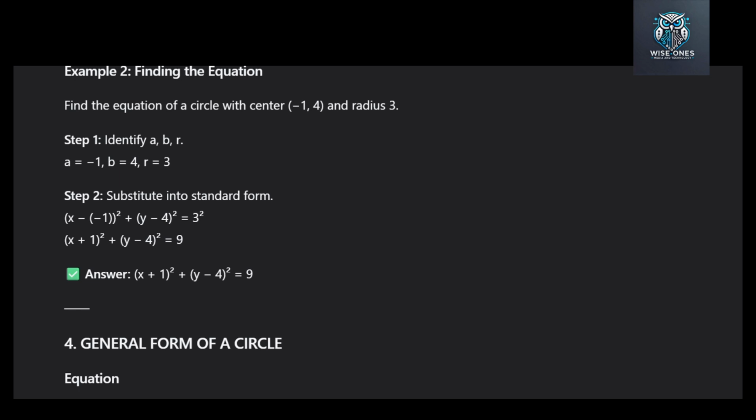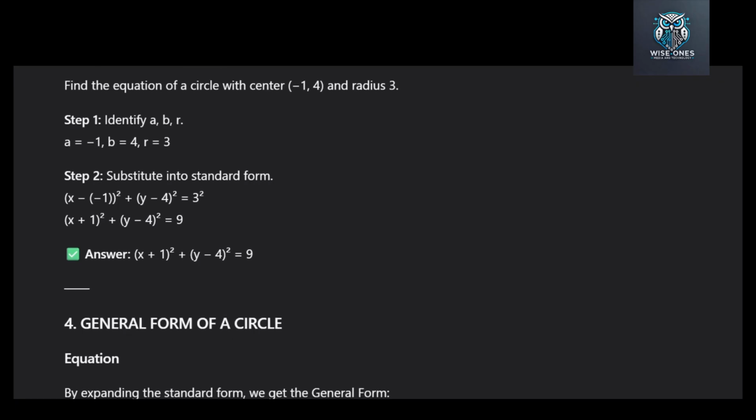Substitute a. x minus (negative 1). This becomes x plus 1. Substitute b. y minus 4. Substitute r squared is 3 squared, which is 9. So the equation is (x plus 1) squared plus (y minus 4) squared equals 9. Answer: (x plus 1) squared plus (y minus 4) squared equals 9. This was straightforward substitution. Just watch the signs again.